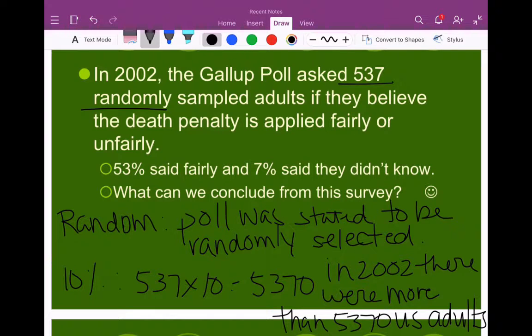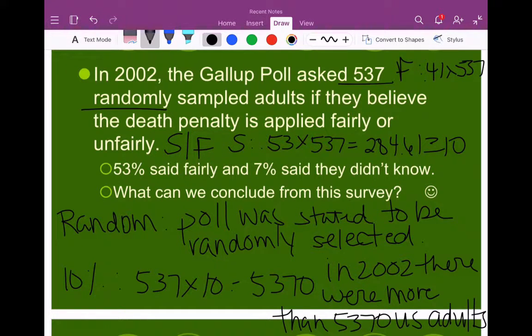So for our success-fail condition, we need at least 10 successes and 10 failures. Our successes would be 0.53, the probability of success, times our sample size, which is equal to 284.61, and this is greater than or equal to 10. Our failures would be calculated the same way: the probability of failure is 0.47 times 537, which is equal to 252.39, which again is greater than or equal to 10, so we're good there.